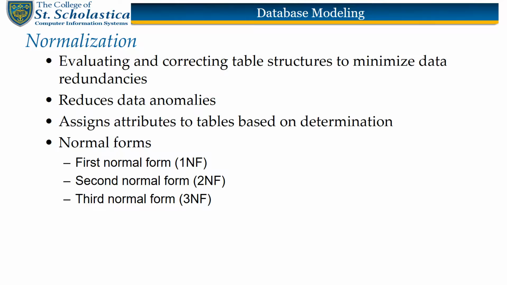Normalization is a process for evaluating and correcting table structures to minimize data redundancies, thereby reducing the likelihood of data anomalies. The normalization process involves assigning attributes to tables based on the concept of determination we learned in our Unit 3. Normalization works through a series of stages called normal forms. The first three stages are described as the first normal form, 1NF, the second normal form, 2NF, and the third normal form, 3NF.